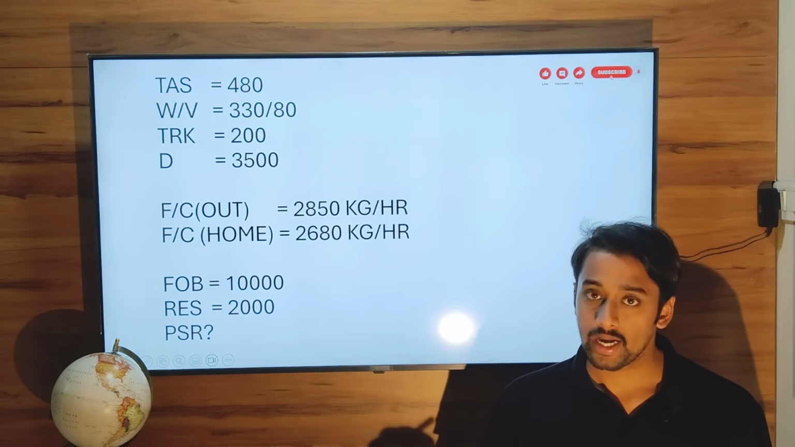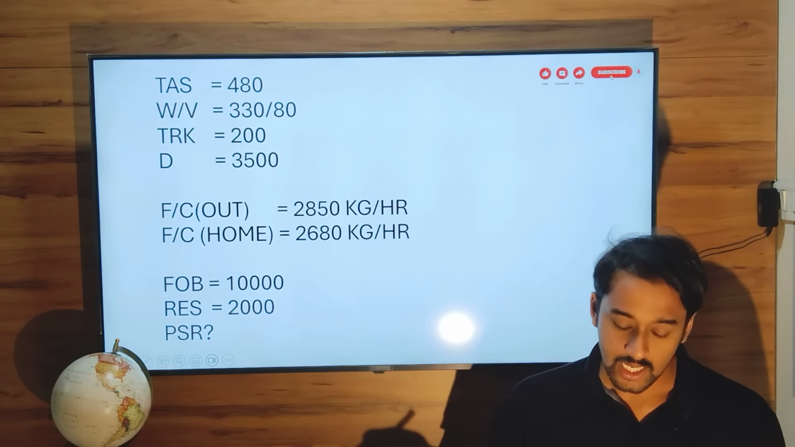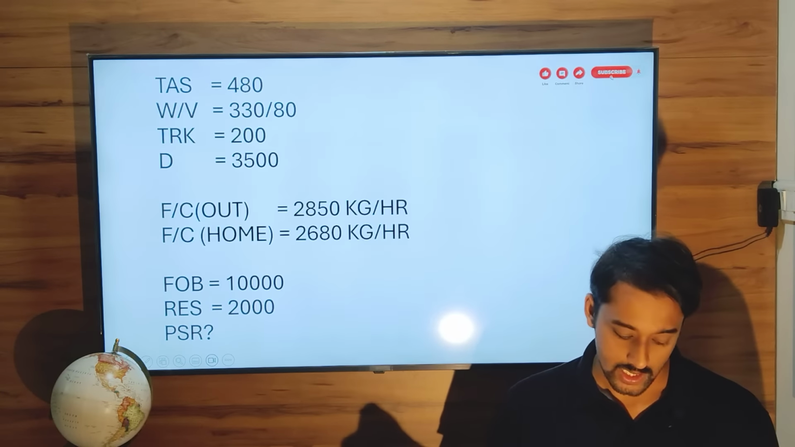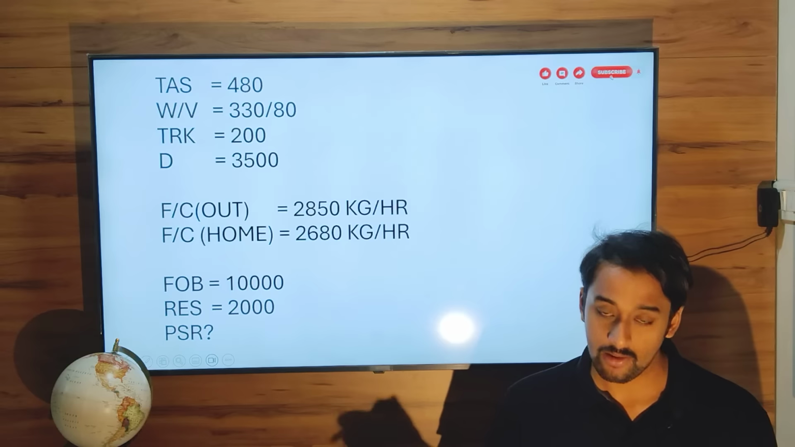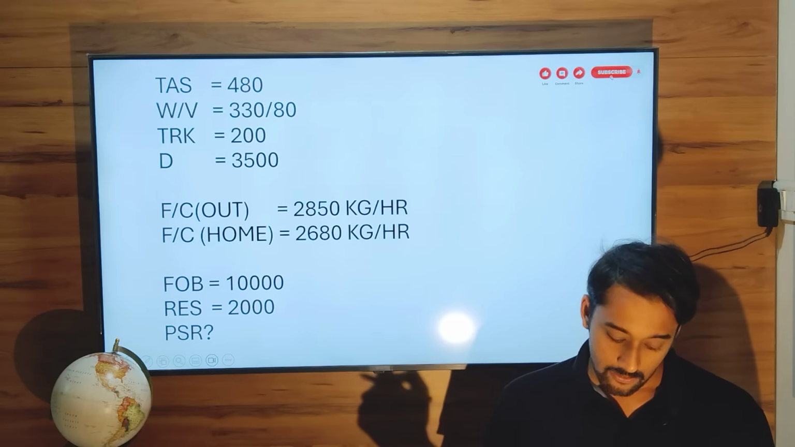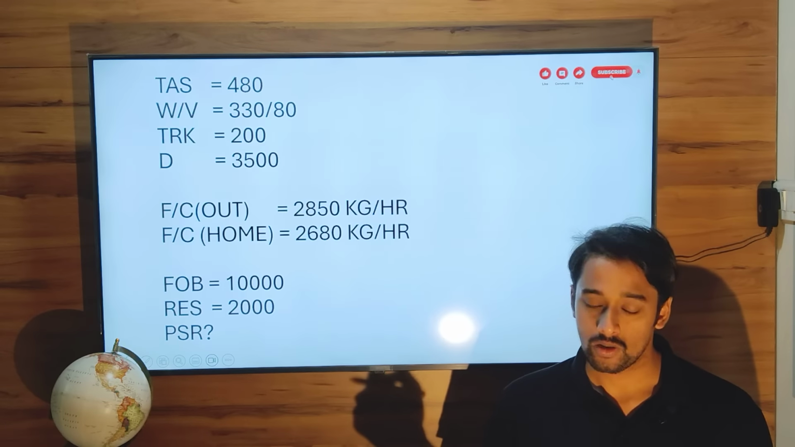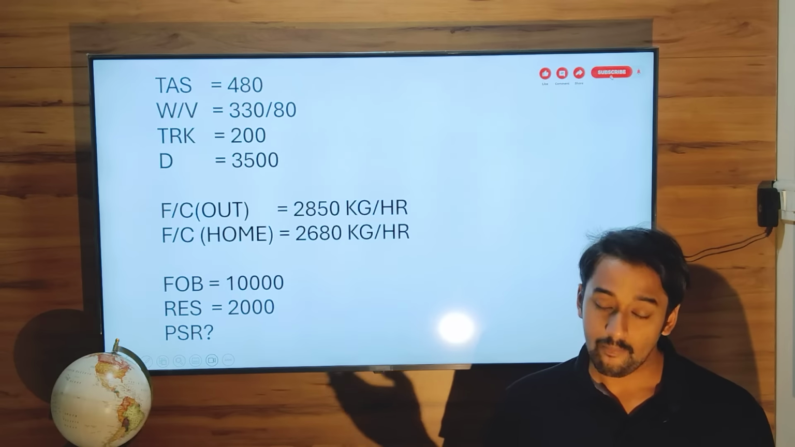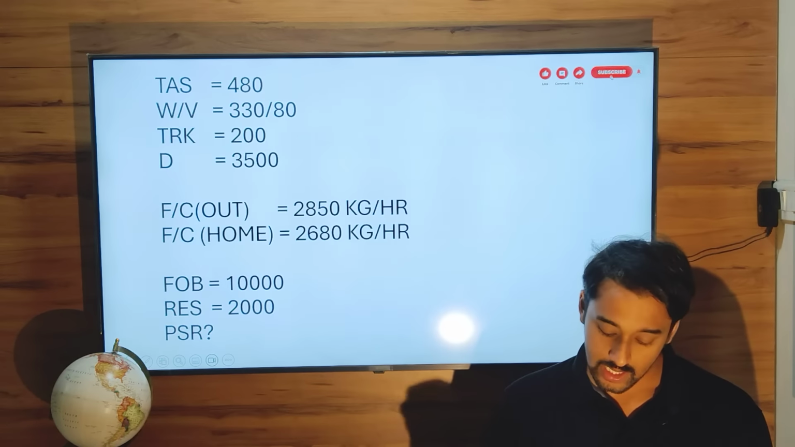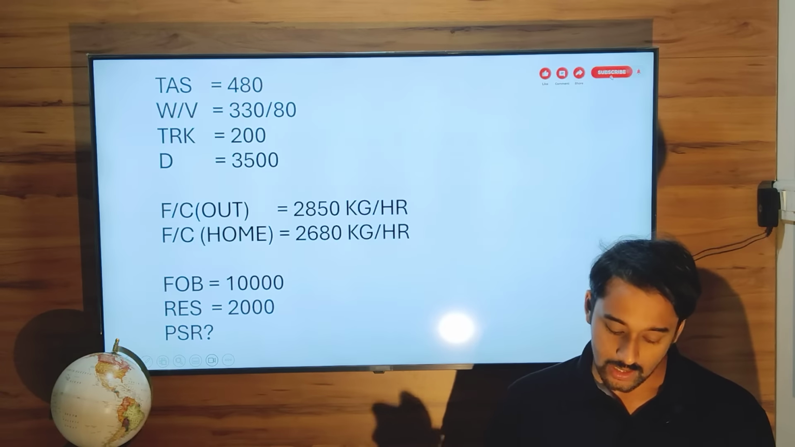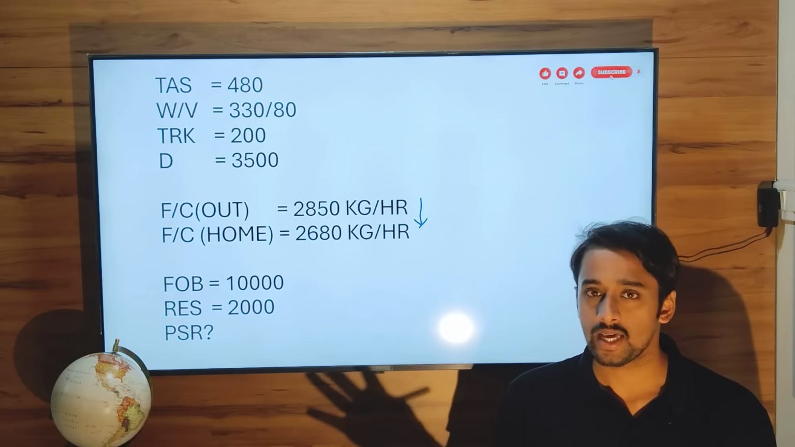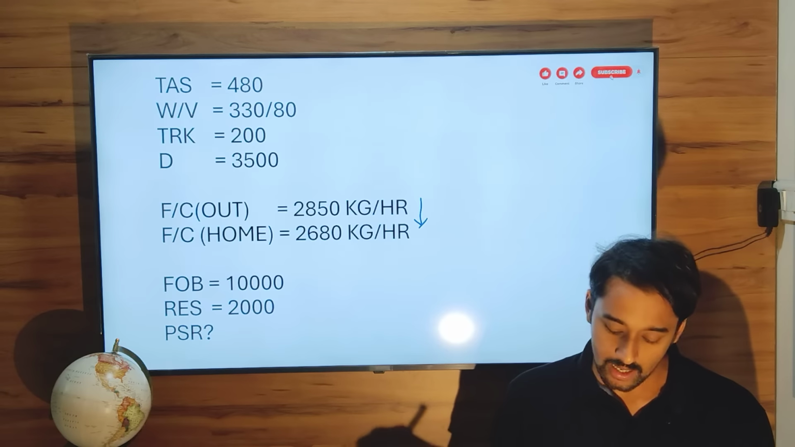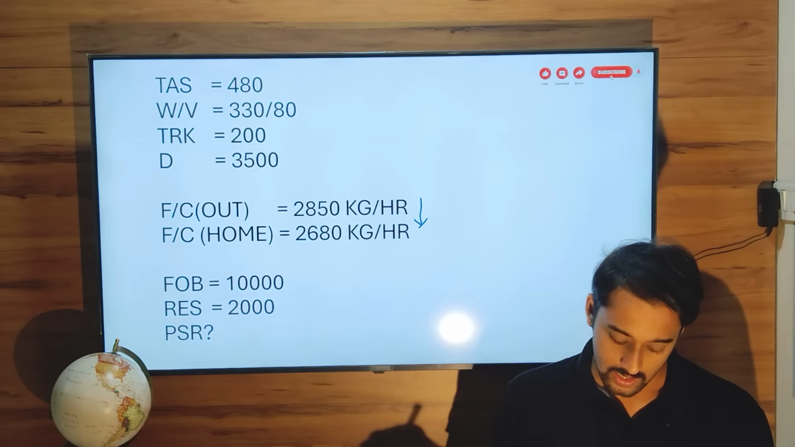True airspeed is 480 knots. Wind velocity is 330 at 30 knots. Track is given to you. Okay, the normal things that are always given. Distance is given, total from A to B. Fuel consumption while going outbound is one thing, while coming back towards the home airport is another. So that means you can see the fuel consumed has decreased. So somewhere there is an engine failure. It's not given directly, but we can understand this.